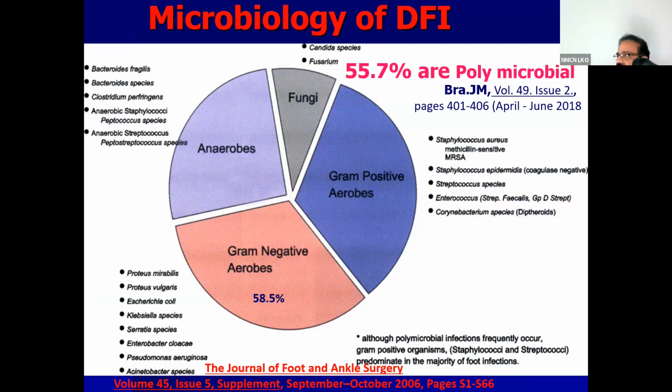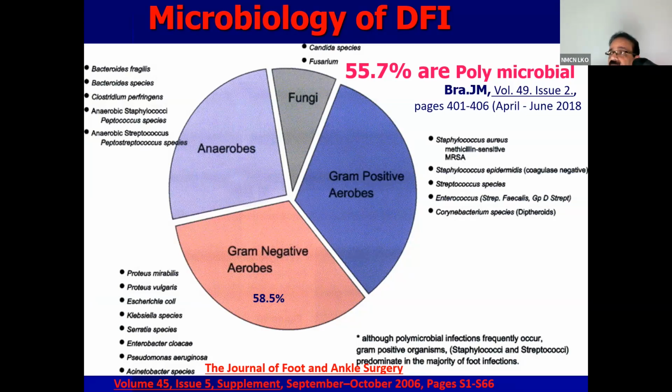Now, the microbiology of diabetic foot infection. As per one Indian study, 55.7% are usually polymicrobial. Let me tell you, the American or Caucasian wounds and Indian wounds are a little bit different. Caucasian wounds usually have gram-positive microorganisms, particularly Staph aureus, Streptococcus epidermidis, and Enterococcus species. But Indian wounds are usually gram-negative, like Proteus mirabilis, E. coli, Klebsiella. Then Pseudomonas also is not uncommon in the Indian scenario.